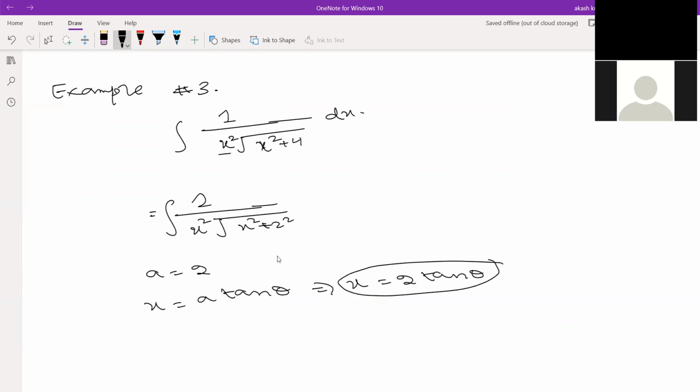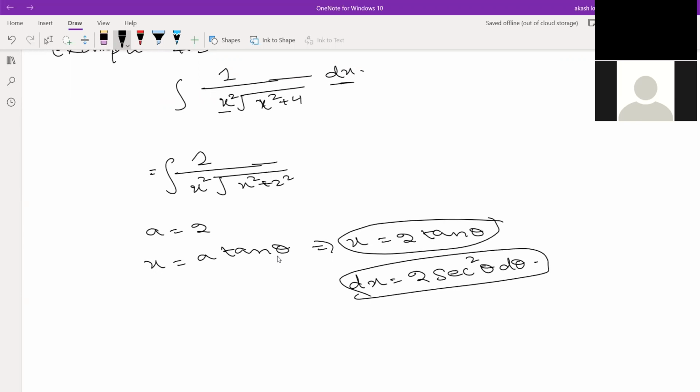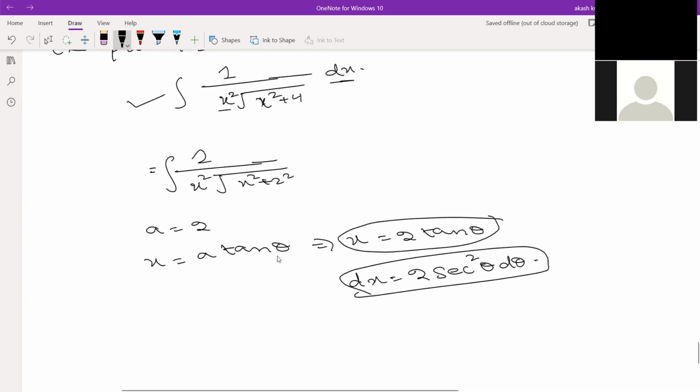Now I have got x. I can replace it, but now I have to replace dx. For that I have to differentiate the function. 2 stays as it is. The derivative of tan theta is sec squared theta d theta. Now I have x and dx, so I can replace them in this function.